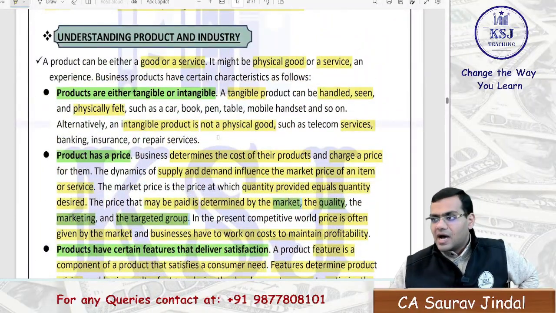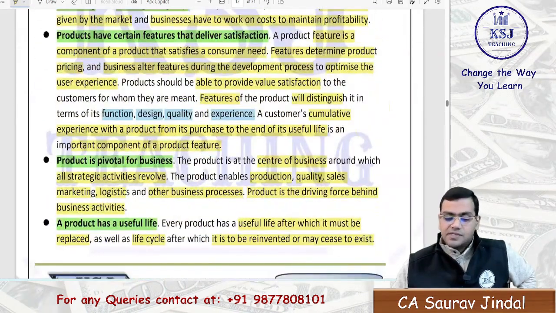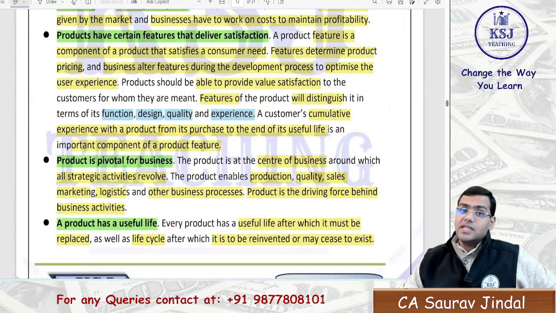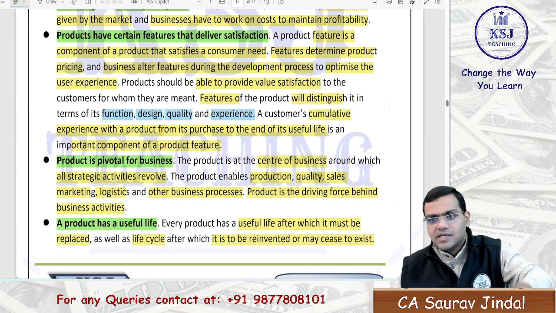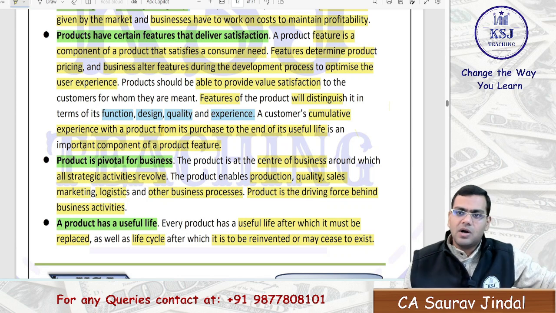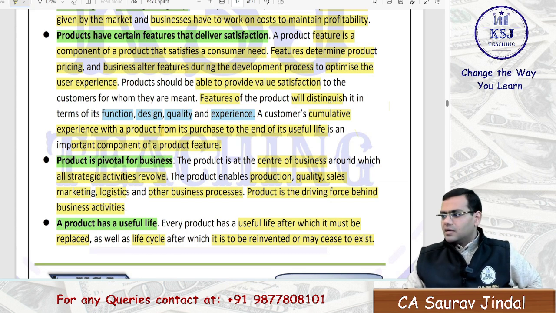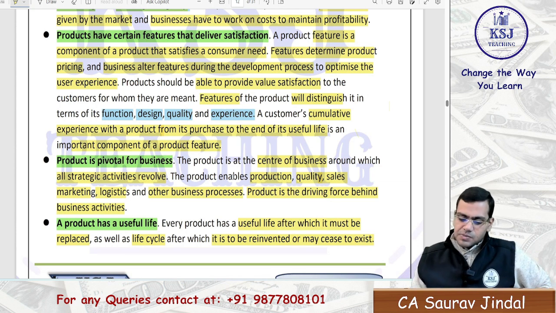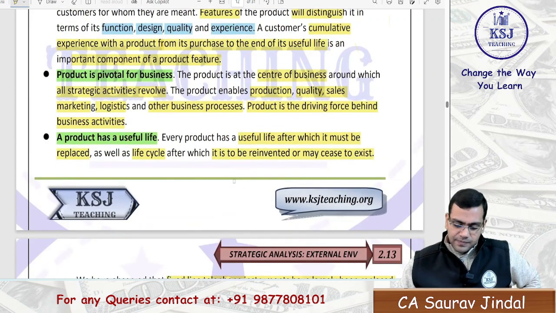The products are either tangible or intangible. The product has a price. The products have certain features that deliver satisfaction to the customer. If the product is not able to deliver any kind of satisfaction to the customer, then throw that product. That product is useless, right? You do not need that product, and the company should not be manufacturing that product either, right? The product is pivotal for the business and the product has a useful life, right?